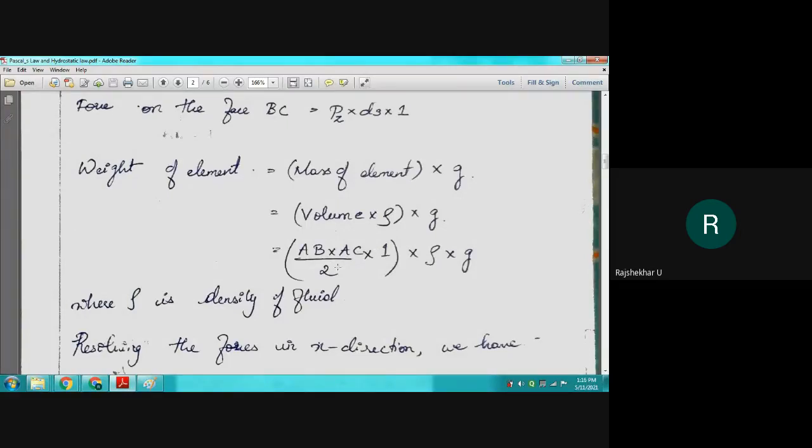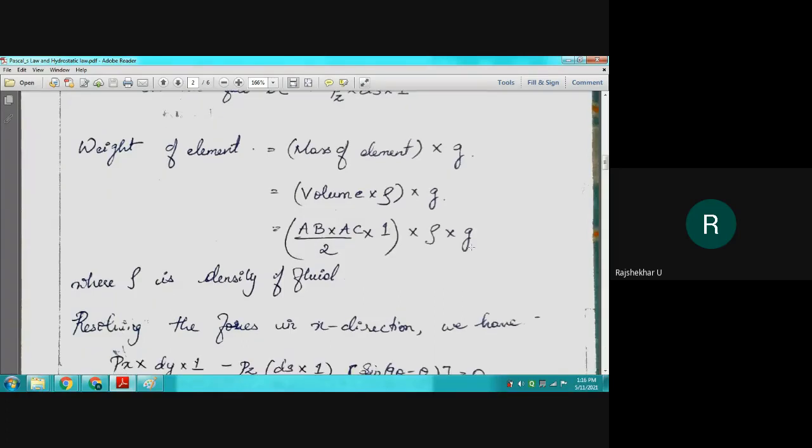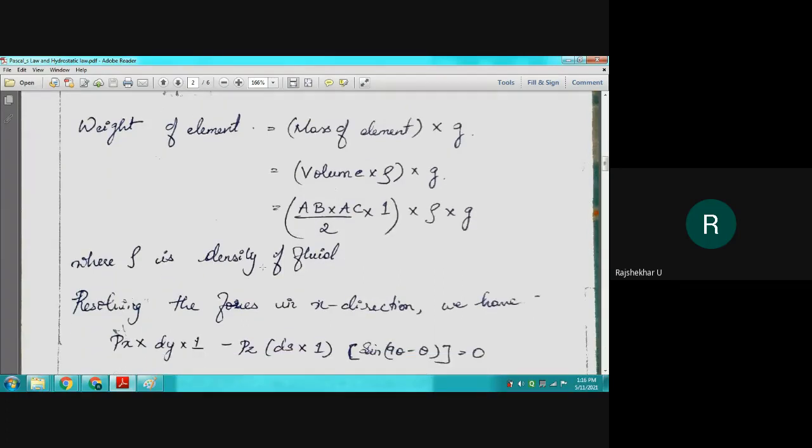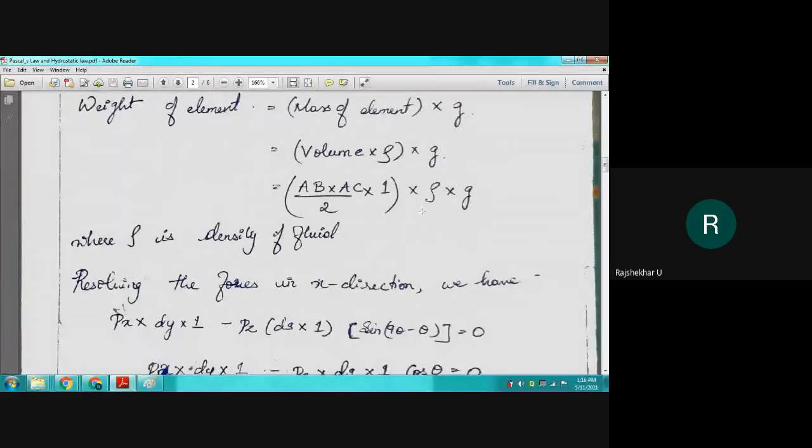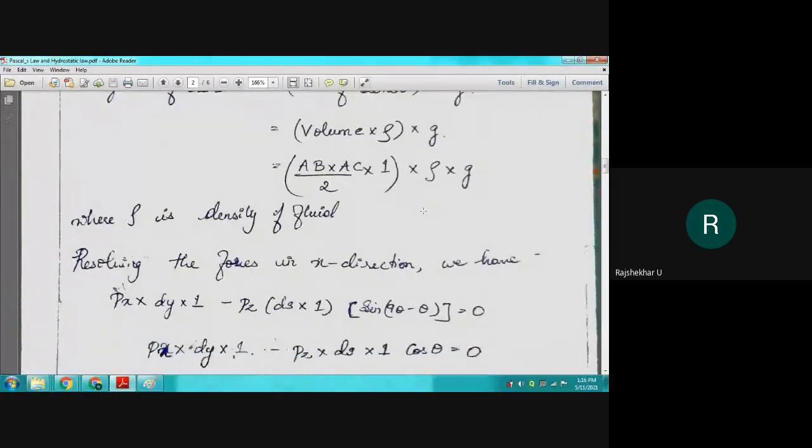Otherwise it is AB into AC by 2. So this is like the area of a triangle, no? Length into height divided by 2. So it is considered to be a triangle, then its area is taken as AB into AC by 2. And the other dimension we have assumed to be unity. Then this is rho into g, where rho is the density of the fluid, which we know is a standard 1000 if it is water.